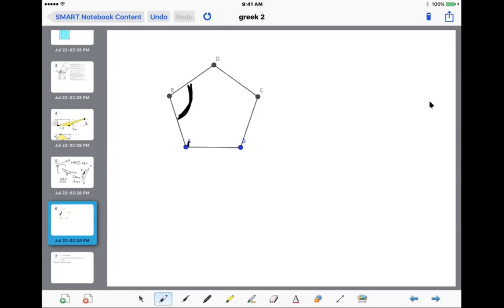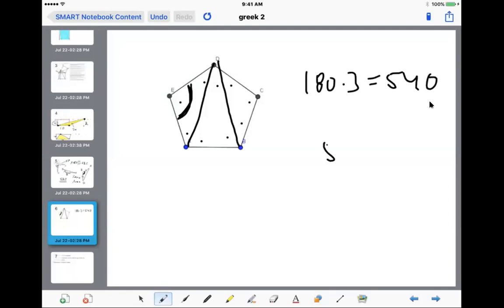Usually what people do to see that, you can split a pentagon into 3 triangles. So the 3 triangles, each one of them is 180 degrees. Like these 3 angles add up to 180, and these 3 add up to 180, and these 3 add up to 180. So the 9 angles add up to 180 times 3 is 540. And it's 540 that you divide by 5.